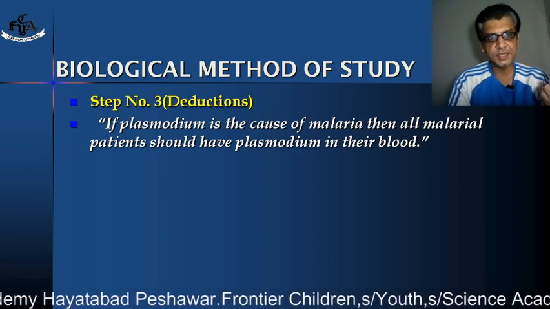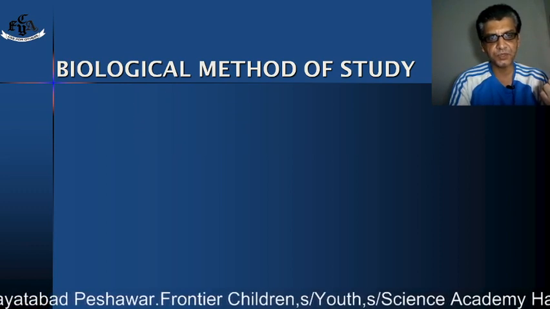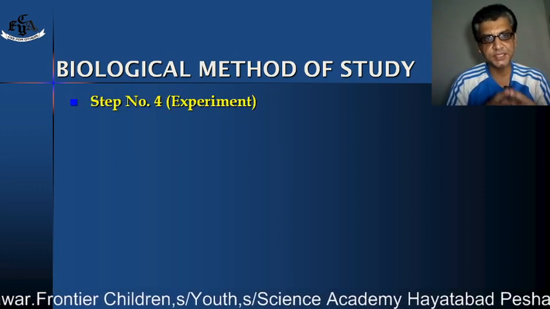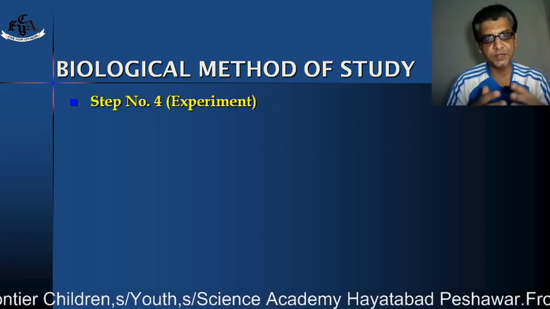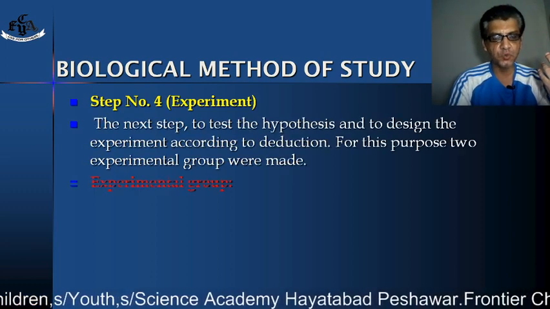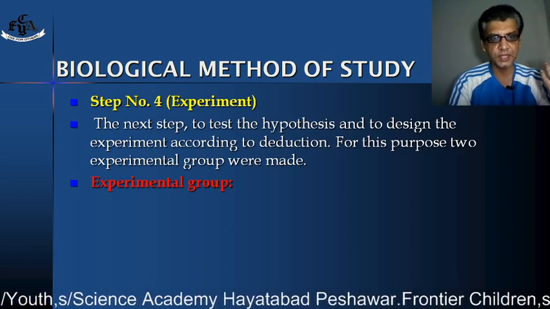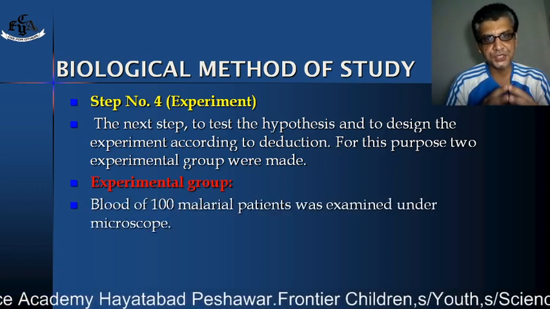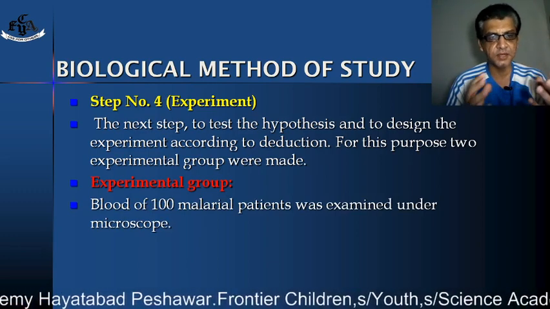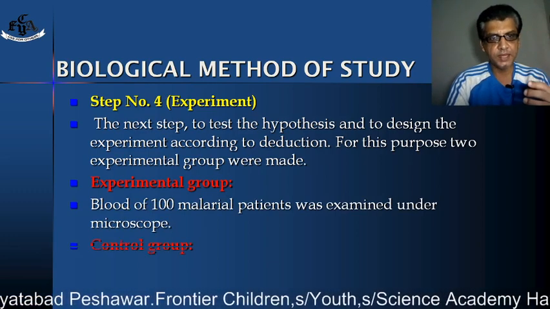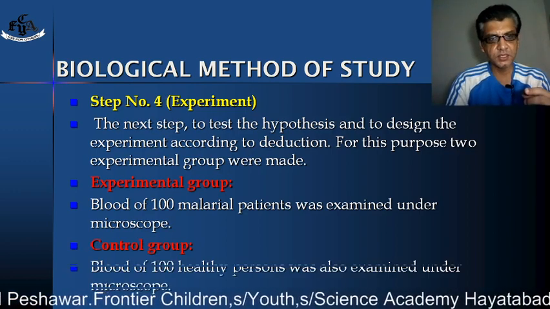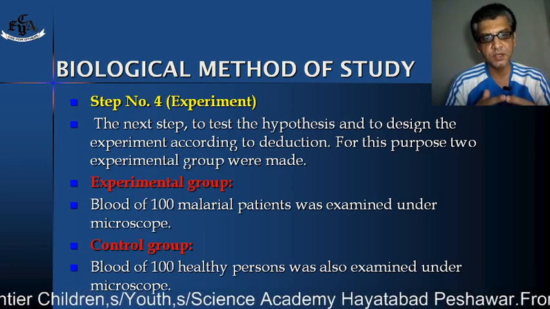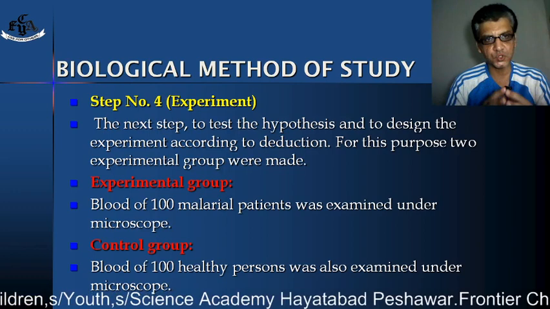The next step is experiment. In this case, an experiment was designed and two groups were made: one was the experimental group and the other was the control group. In the experimental group, the blood of 100 malarial patients was examined under the microscope, while in the control group, the blood of 100 healthy persons was also examined under the microscope.